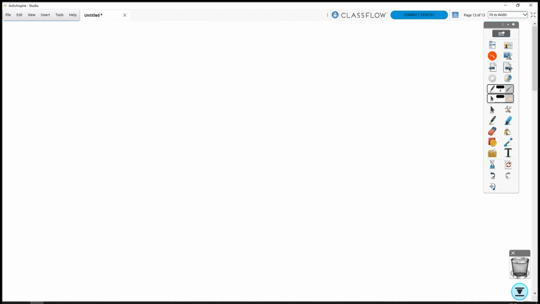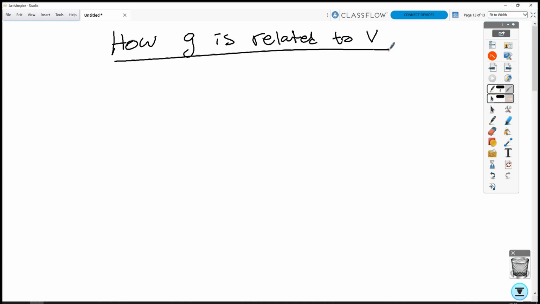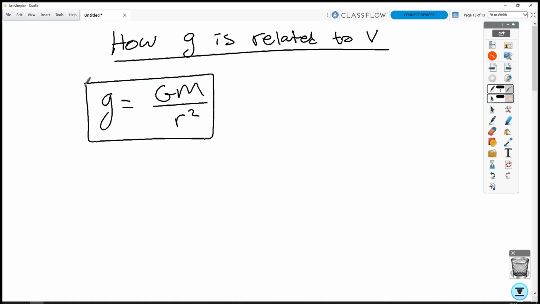Right, let's move on to a new page, and now we're going to look at how g and V are related. So first, I'm going to write down the equations. g equals GM over r squared. And V equals minus GM over r.